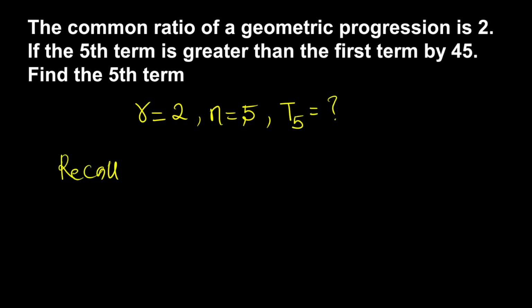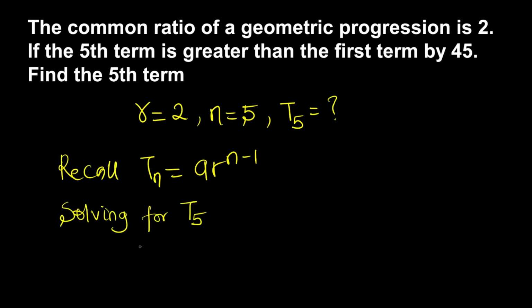I would like you to recall our basic formula for geometric progression, which states that our Tn is equal to AR raised to the power of n minus 1. You can also represent Tn as An. In this formula, our A denotes the first term while our R denotes the common ratio. We are going to have that our T5 will be equal to AR raised to the power of 5 minus 1. From here, our T5 will be equal to AR raised to the power of 4.